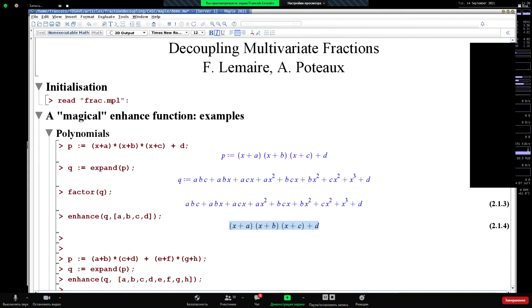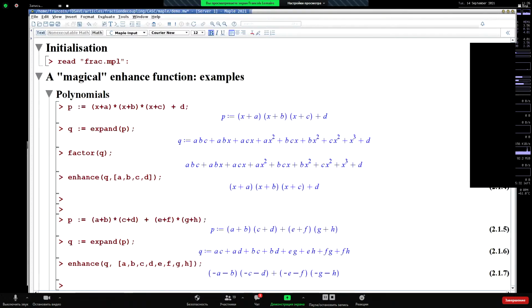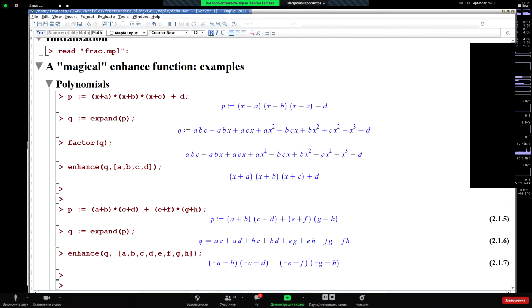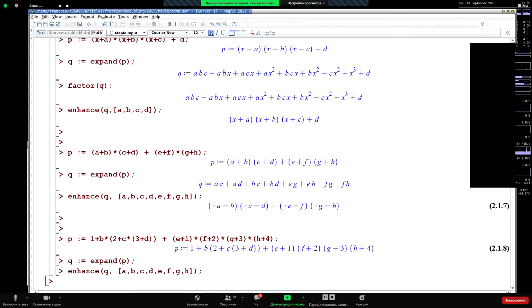Okay, let's start with another polynomial, which is a bit more complicated. So same thing, if you expand it, you get a larger form, and then you can recover the original form up to some signs here, because there is no uniqueness in the compact form here. Okay, and let's see a third one.